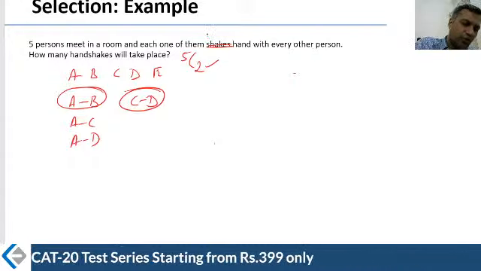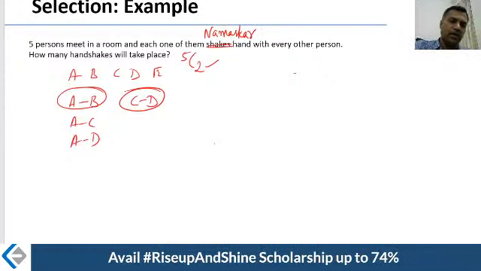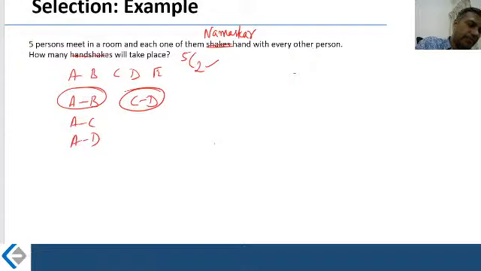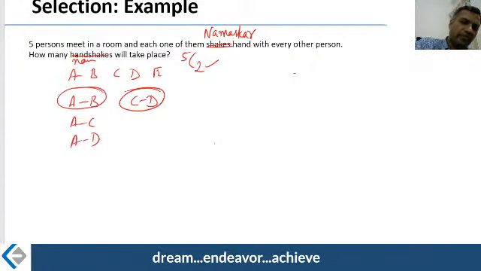Now, what is that greeting? Each one of them makes a namaskar to every other person. So how many namaskars will be made? How many namaskars have happened? Now here the answer is going to be 5P2.